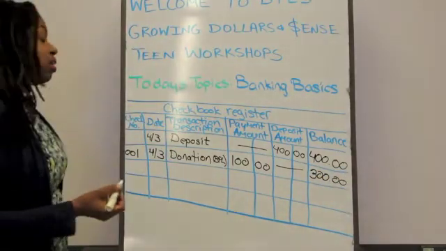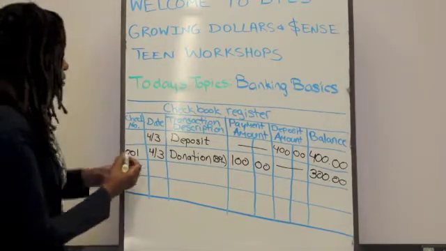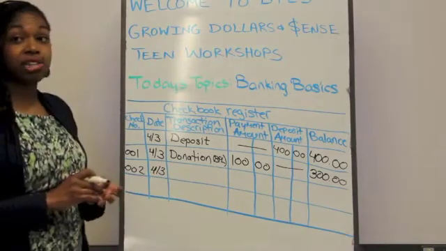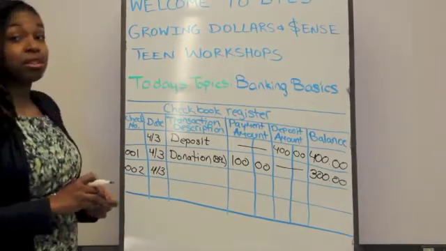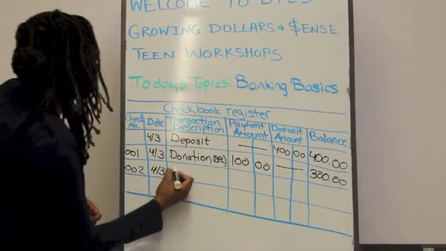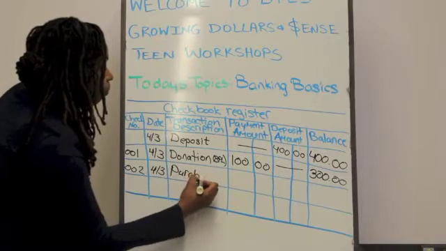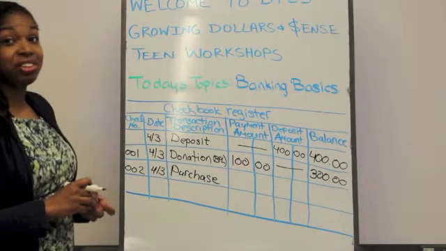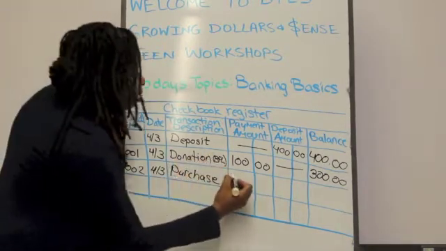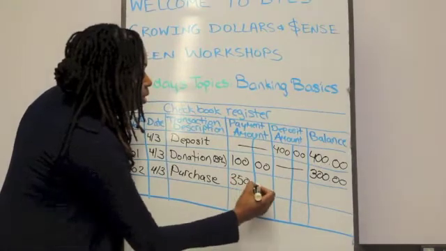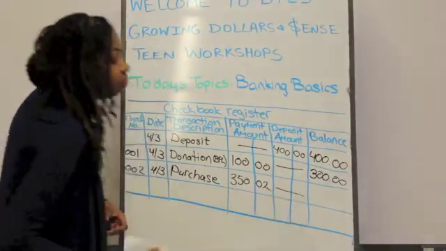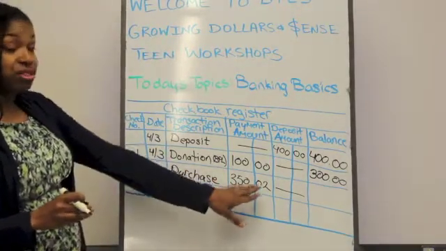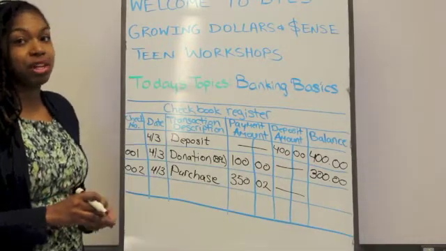All right, excellent. So now we can record the next check that we wrote. That check was 002. And we wrote that check out to our favorite store. So in the memo, we placed purchase as our reminder. And how much did we spend at our favorite store? $350.02. So let's record that here in the payment section. So now again, to find out our balance, we need to subtract the $350 from our previous balance of $300.